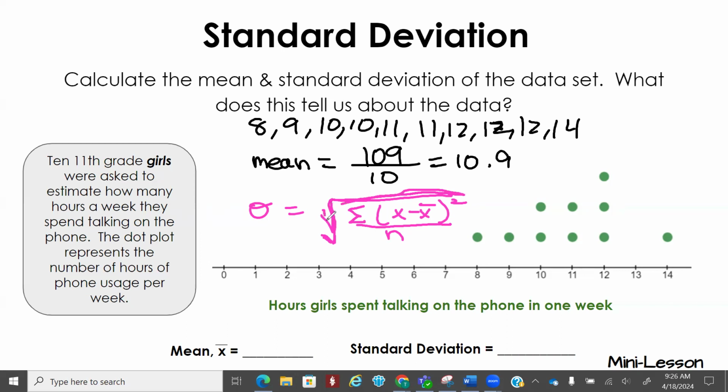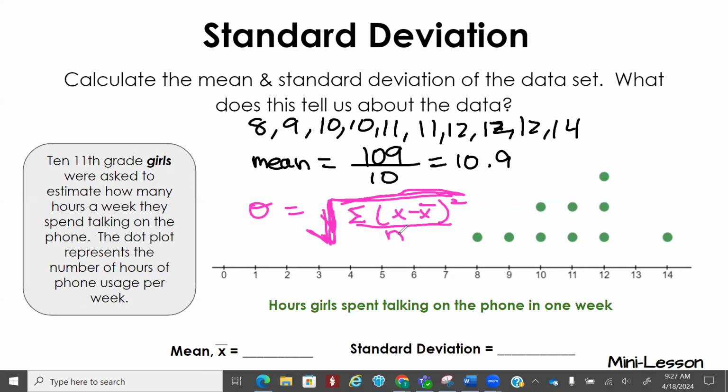Okay, so actually these are Greek letters. So sigma represents standard deviation. This big sigma represents sum. Okay, x bar represents mean, and n represents the number of numbers. But wait for it, because we've got to actually calculate all this junk.